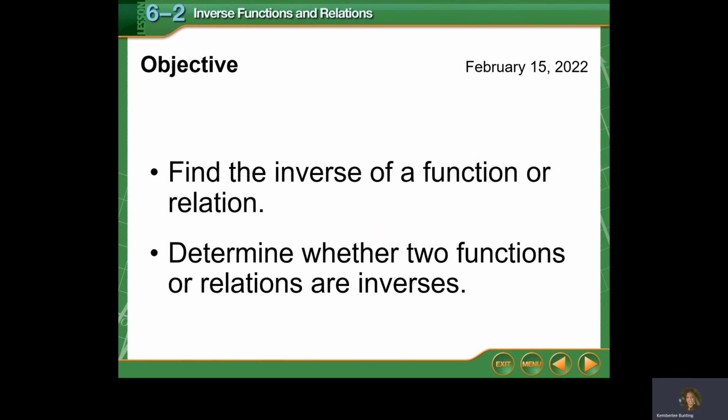All right. Today's date is February 15th, young people, and you are about to learn how to find the inverse of a function or relation. And you're also about to learn how to determine whether two functions or relations are inverses of each other. Let's go ahead and commit these objectives to your notes, please.